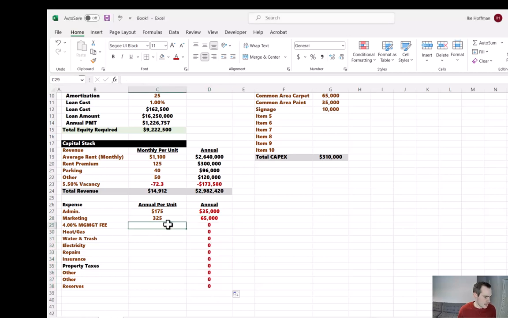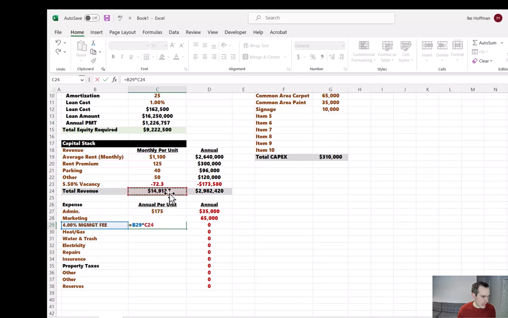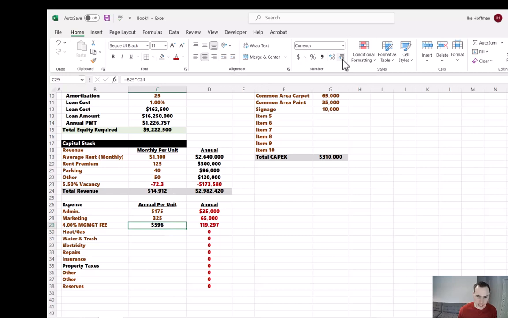Management fees a little different. We enter in the assumption to the left, the 4%. So then we take 4% times the annual per unit that's totaled in this gray row. Lose the decimal places. And then the model will multiply it by 12 for us. And then let's finish with our other assumptions until we get to property taxes.